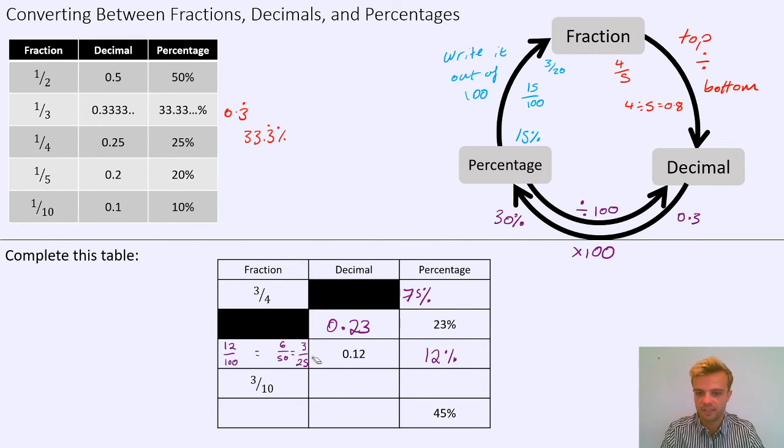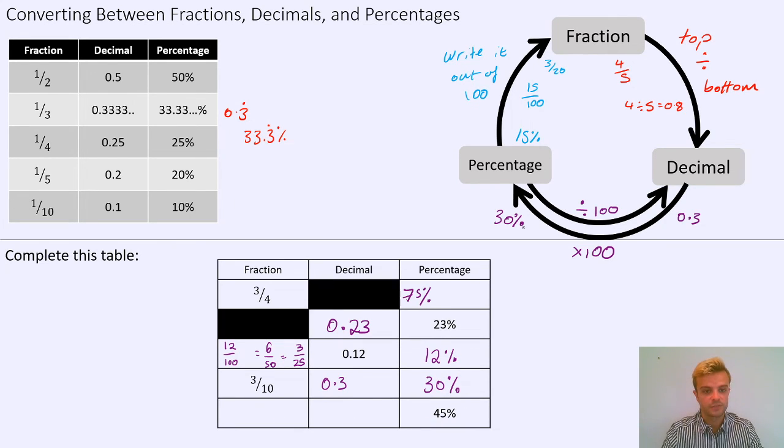Let me just space that out a bit, that's quite cramped. So we halved it first to get 6 out of 50, and then halved it again to get 3 out of 25. We then have a fraction that we need as a decimal and a percentage. We'll start by turning it into a decimal by doing the top divided by the bottom. And 3, the top, divided by 10 is 0.3. So there's the decimal. And we can then multiply that by 100 to turn it into a percentage, which is 30%.